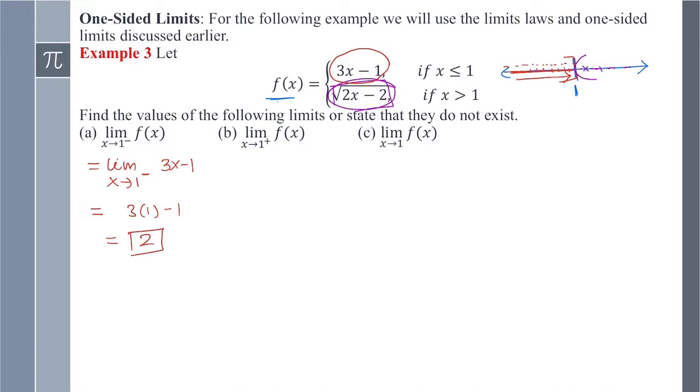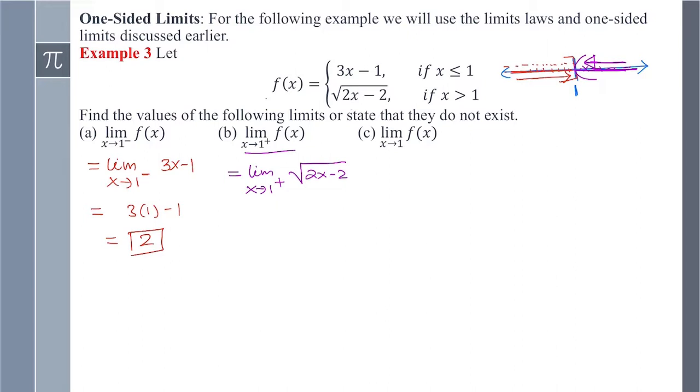Now the second part of that question is asking us to find the limit as x approaches 1 from the right of f of x. That means our x values are right here, so we are approaching 1 from the right. So we'll be using the second piece of the function. This equals limit as x approaches 1 from the right of square root of 2x minus 2.